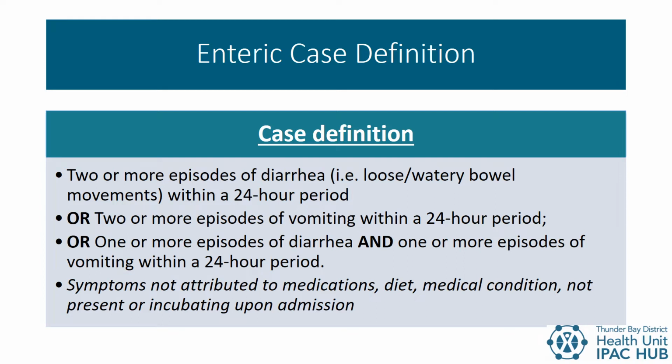Ensure that episodes of diarrhea and vomiting are abnormal for the individual. So you would want to rule out any other causes to these: medication side effects, new diets, is this common with their diets, medical condition, or if they've been given laxatives or prunes.